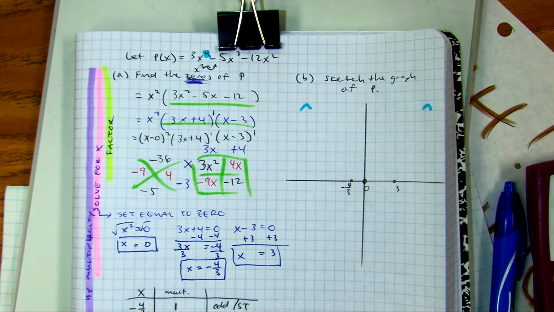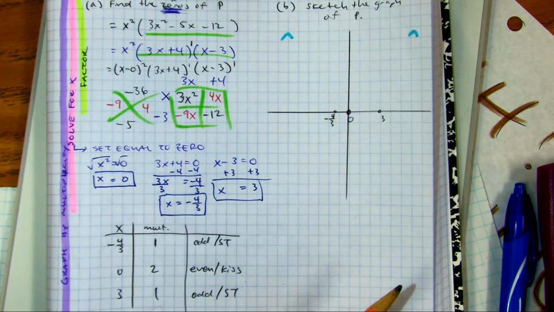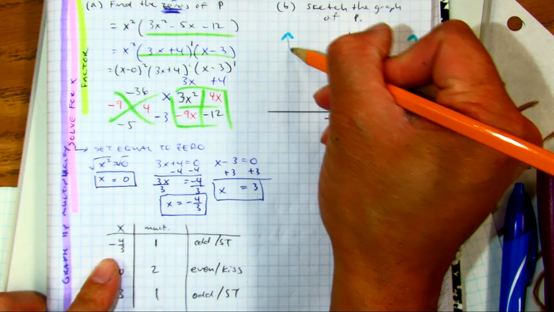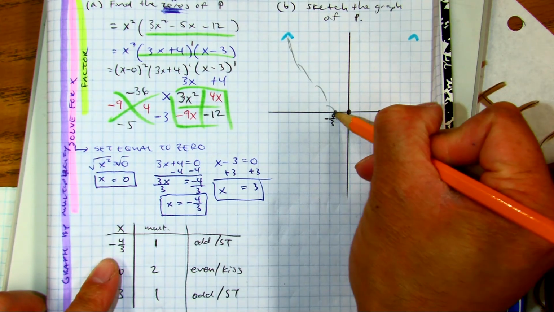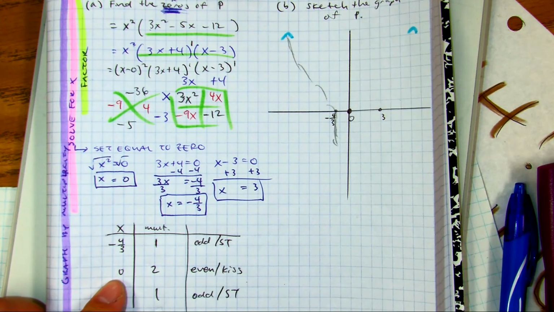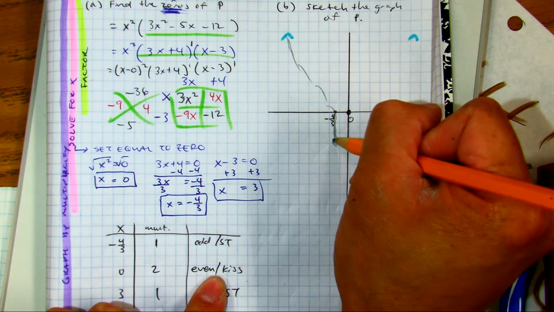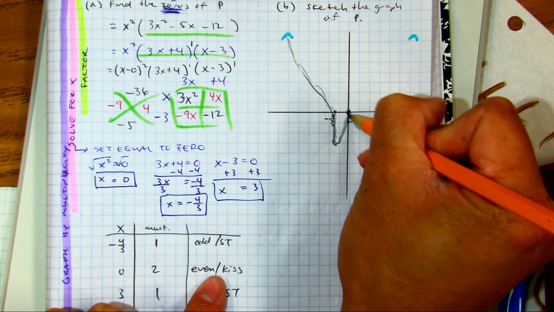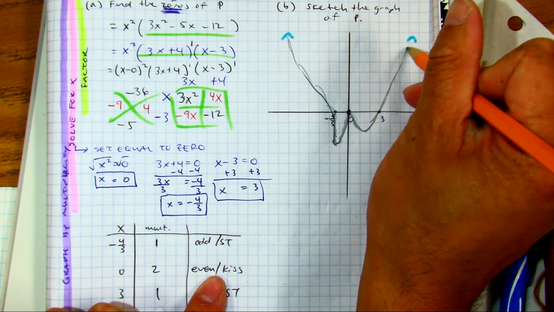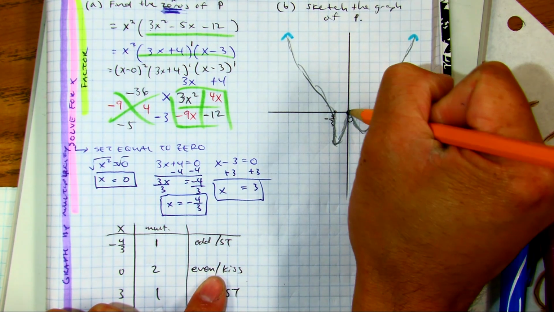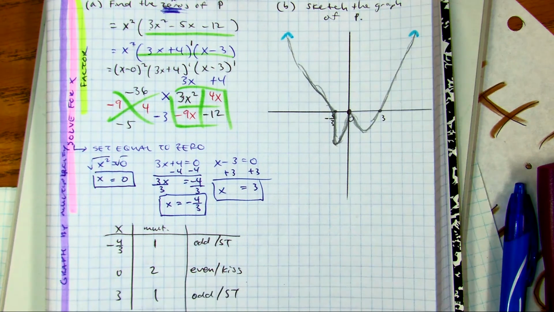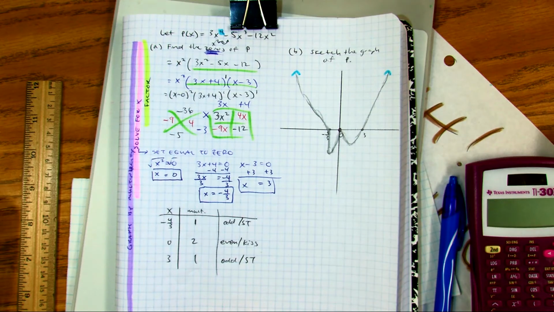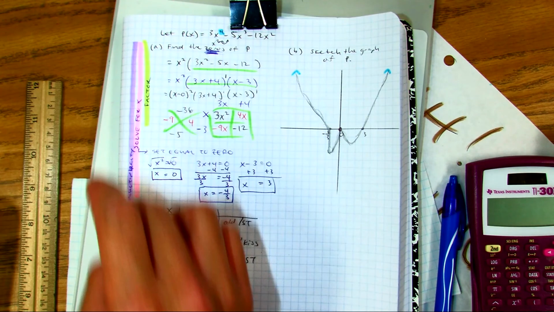All right, fun part, sketching. So at -4/3, we're going to shoot through it. At 0, I'm going to have to do a bounce or a kiss. And then at 3, we're going to shoot through. So there's our rough sketch of our polynomial. We factored, solved, and then we graphed it by multiplicity.